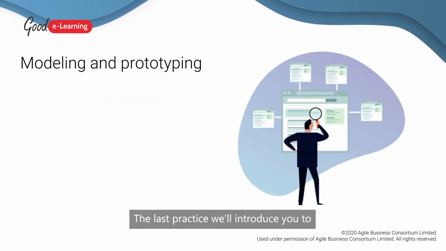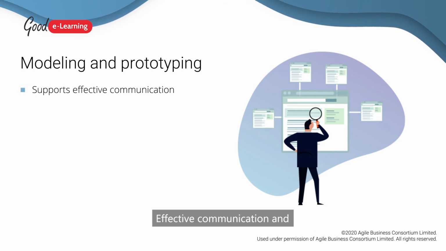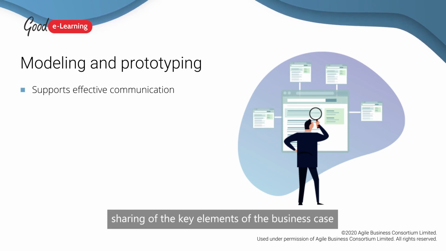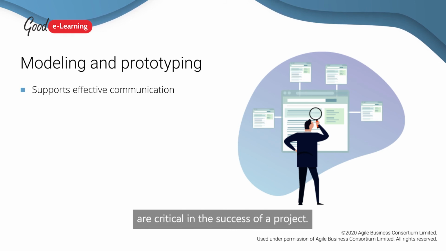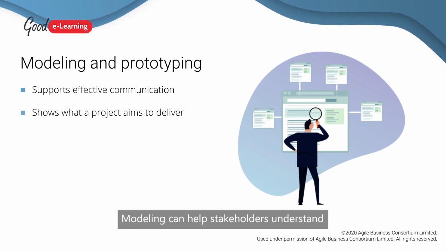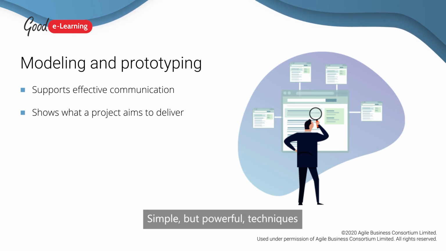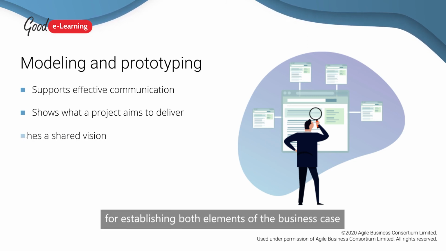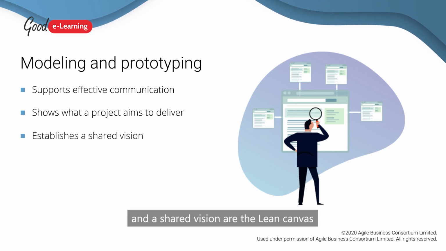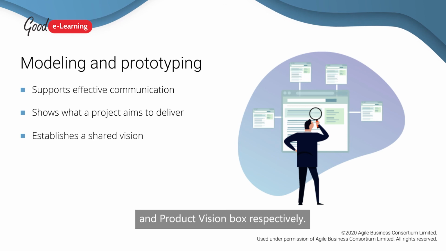The last practice we'll introduce you to is modeling and prototyping. Effective communication and sharing of the key elements of the business case are critical in the success of a project. Modeling can help stakeholders understand what the project will aim to deliver. Simple but powerful techniques for establishing both elements of the business case and a shared vision are the lean canvas and product vision box, respectively.